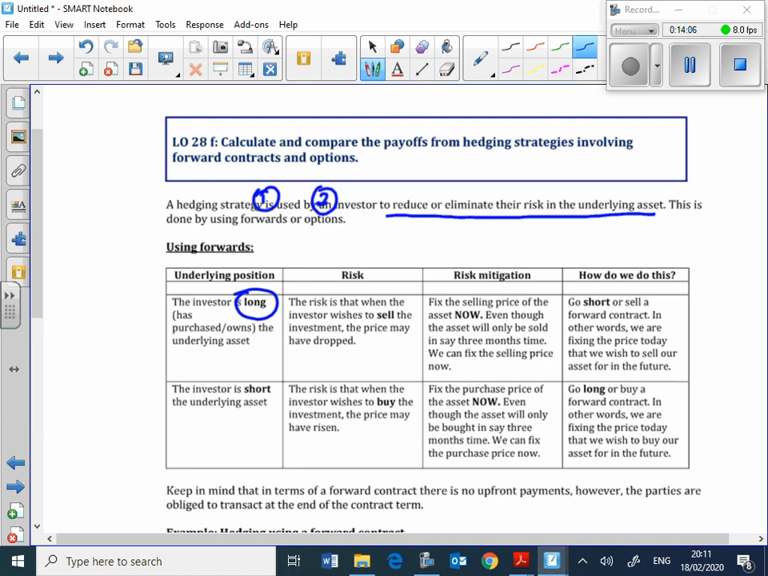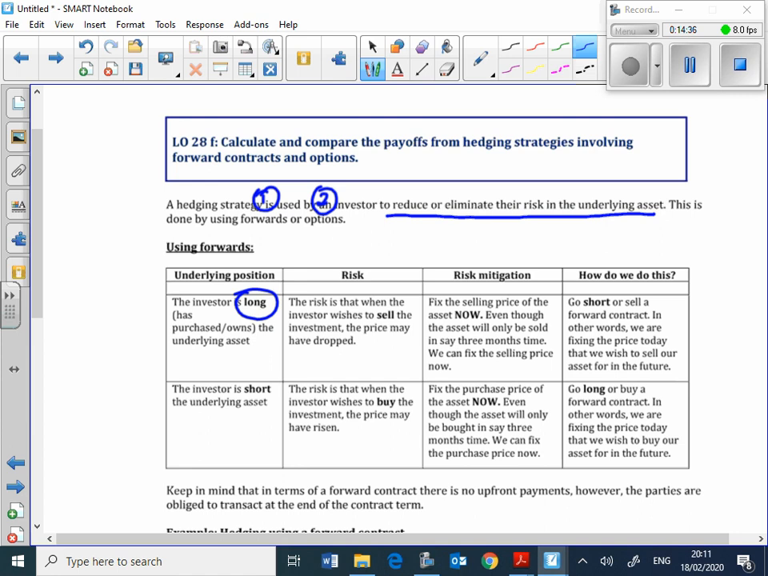So what do you do? Sell it now. Sell it in 3 months' time, but fix the price now. If the prices go down in 3 months, who cares? Because you have already established the price. Am I right? You've set the price up now. Nothing will ever change that. You happy with that? So let's go. Underlying position, you're long. Your risk is that prices go down when you want to sell it. How do you mitigate it? Sell it now. Now remember, guys, if you want to sell it now, how do we do this?